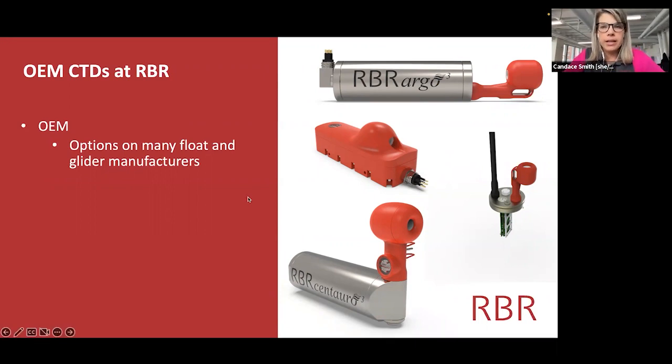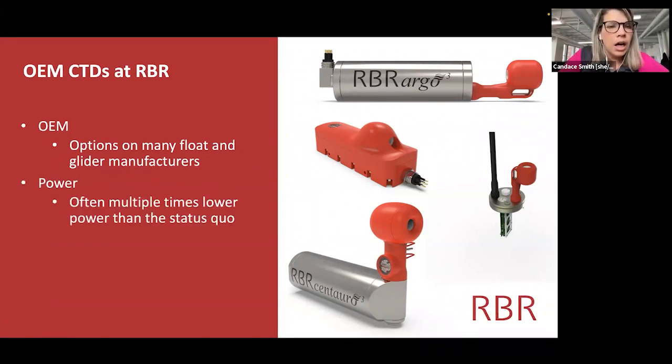For example, this is again our RBR Legato, which is for gliders, and its pressure rating is down to 1,000 meters or 1,200 meters. So if you need something deeper on your glider, you might need something like this, which is called the RBR Centauro. So it's better for deeper applications. Again, we try to standardize a lot of pieces, but they're all very much specified for the float manufacturers typically, and we have really great relationships with them to make sure that things fit power-wise and size-wise.